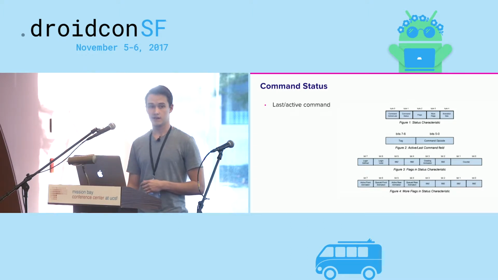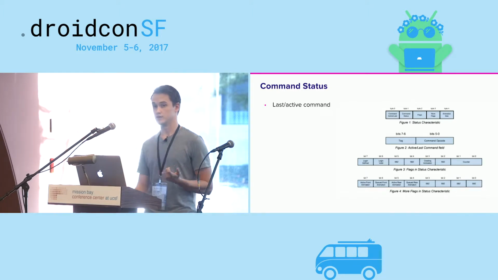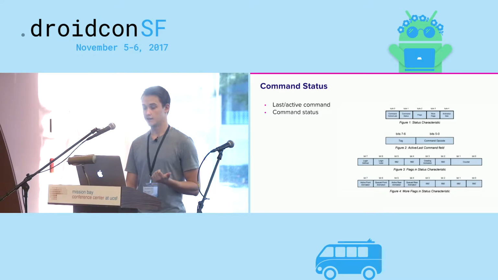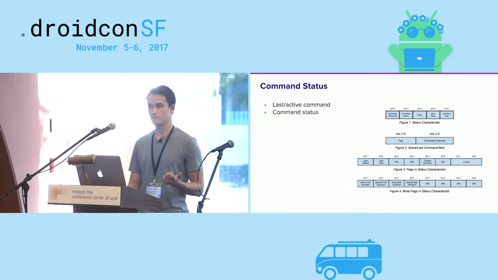The first byte is dedicated to the last or active command. This tells you what was most recently executed on the amp. The second byte is the command status, and the command status tells you, did that command succeed, fail, is it still ongoing?